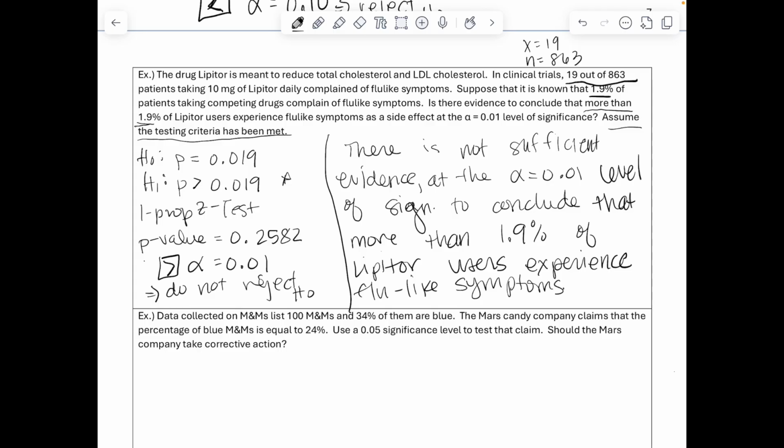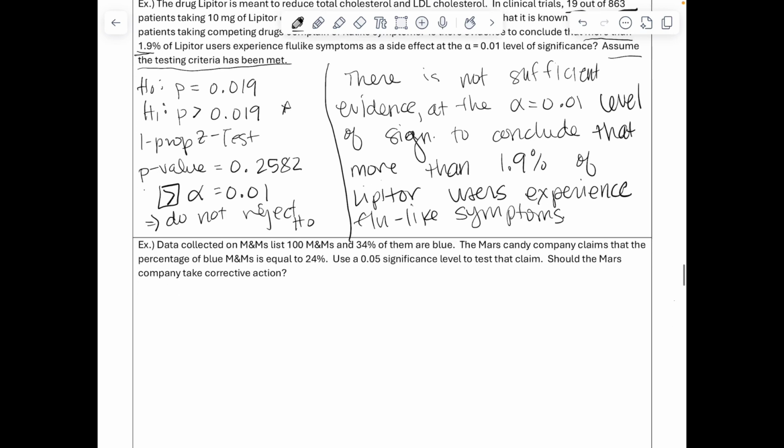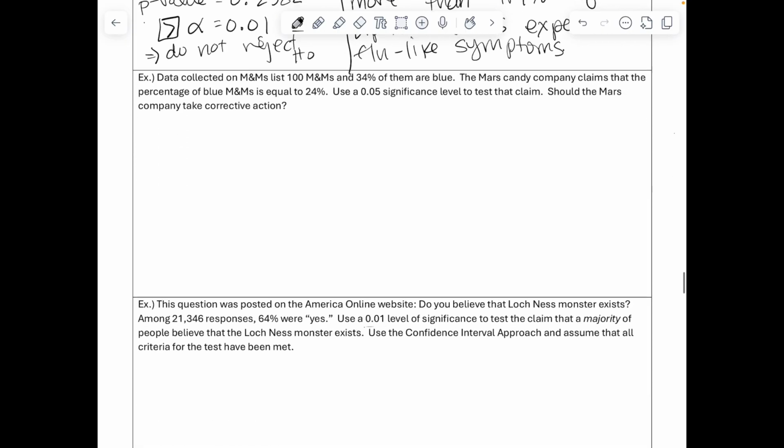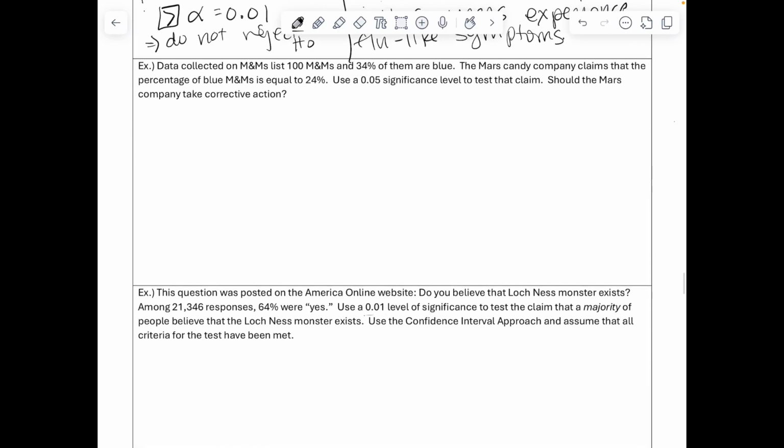So again, H1 is always what you talk about in your conclusions, since that is what you are testing. So the next example that we have says data collected on M&Ms lists 100 M&Ms and 34% of them are blue. The Mars Candy Company claims that the percentage of blue M&Ms is equal to 24%. Use a 0.05 significance level to test the claim. Should the Mars Company take corrective action?